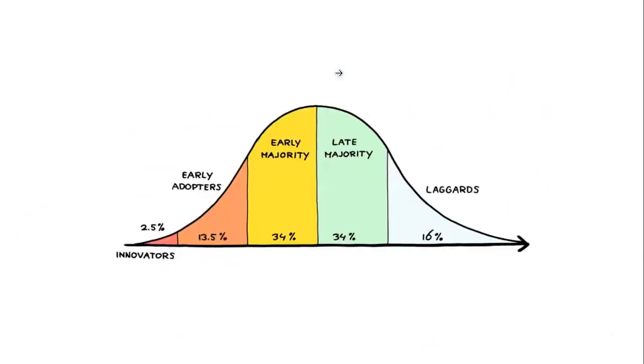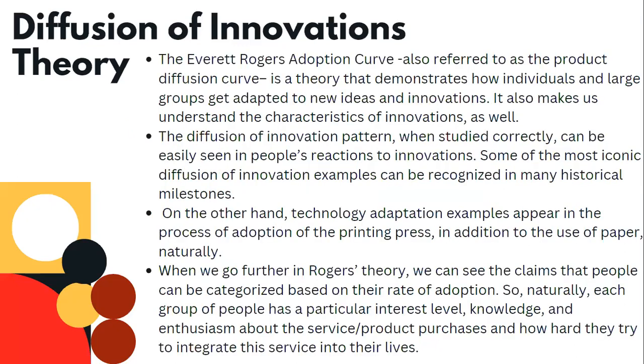As I mentioned, this is the Everett Rogers adoption curve. This is also called a product diffusion curve. It shows how individuals and large groups get adapted to new ideas and innovations, and this can be seen in people's reactions to innovations. Technology adaptation examples appear in the process of adoption, like the printing press and the use of paper, etc. If somebody adopts the idea of using the printing press, naturally they will go on to use paper. So everything is connected. If you are buying a smartphone, you're going to use other features of the smartphone as well, right?